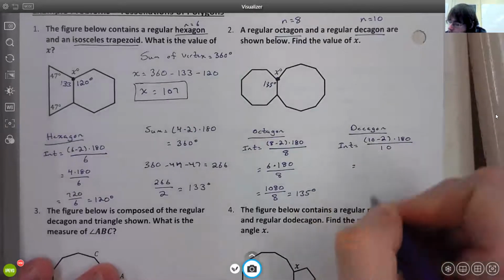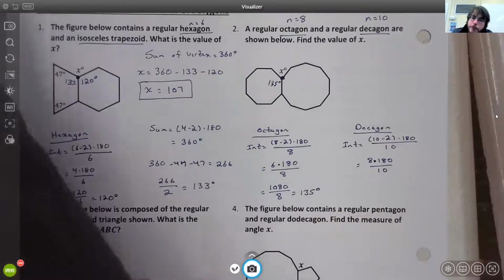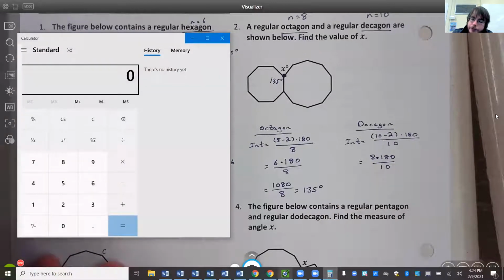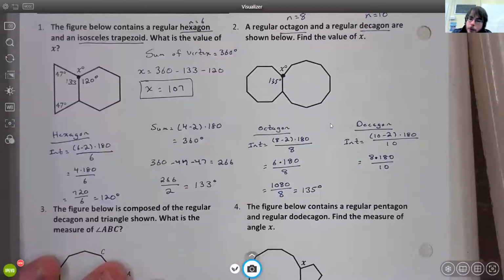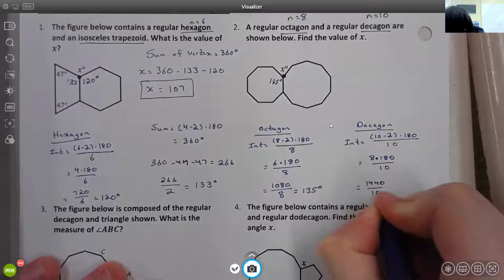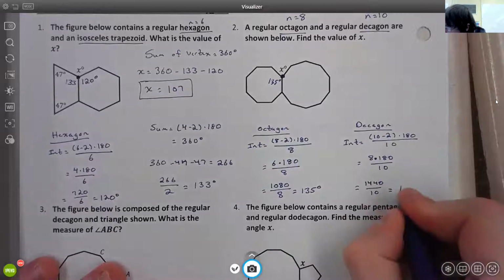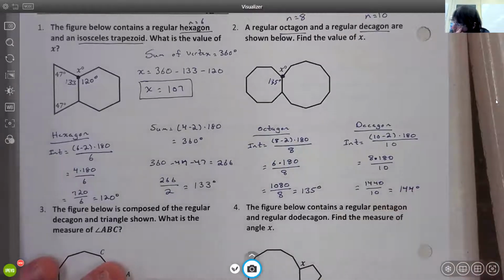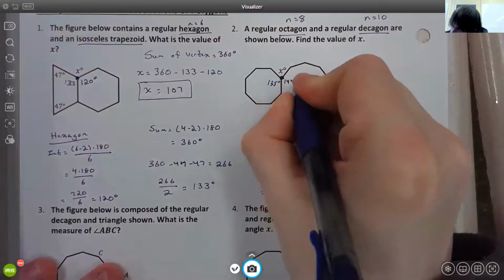10 minus 2 is 8. 8 times 180, I believe, gives you 1440. Yep. 1440 over 10. And if you take 1440 and divide it by 10, you get 144 degrees. So 144.